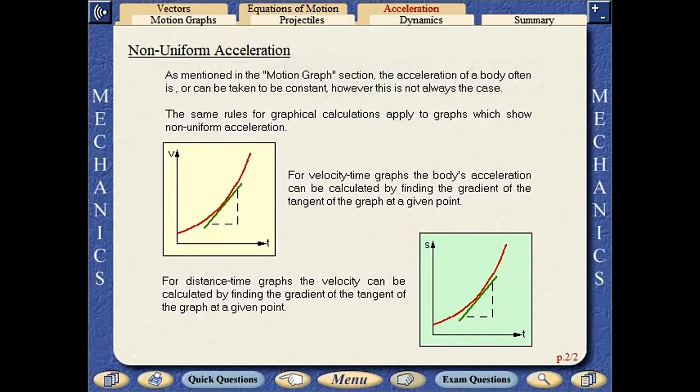Usually, the acceleration of a body is or can be taken to be constant. However, this is not always the case. The same rules for graphical calculations apply to graphs which show non-uniform acceleration. For velocity-time graphs, the body's acceleration can be calculated by finding the gradient of the tangent of the graph at a given point. For distance-time graphs, the velocity can be calculated by finding the gradient of the tangent of the graph at a given point.